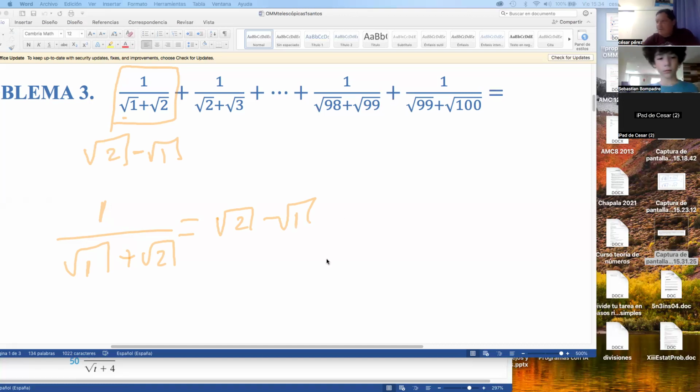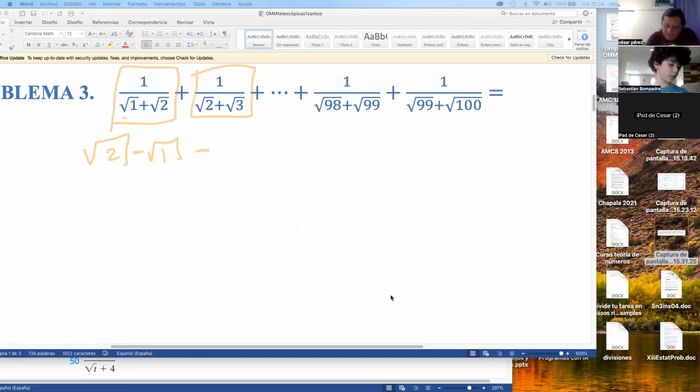Okay, yes. And what do we get here? The square root of 3 minus the square root of 2. Okay, those 2. And the next, ah, the square root of 2's cancel. Okay, yes, those 2 will cancel.